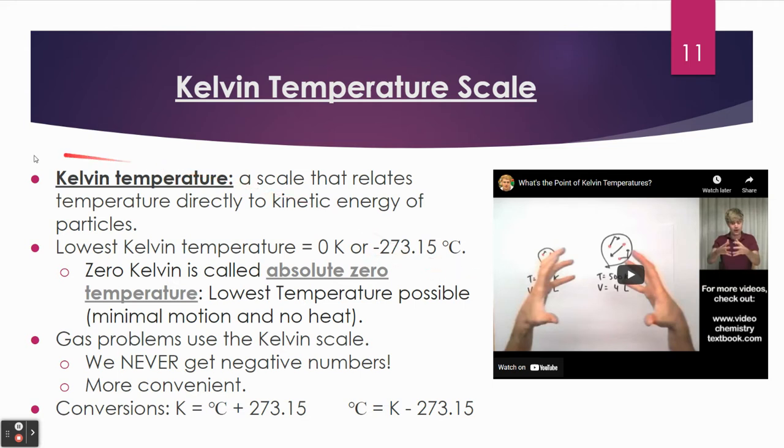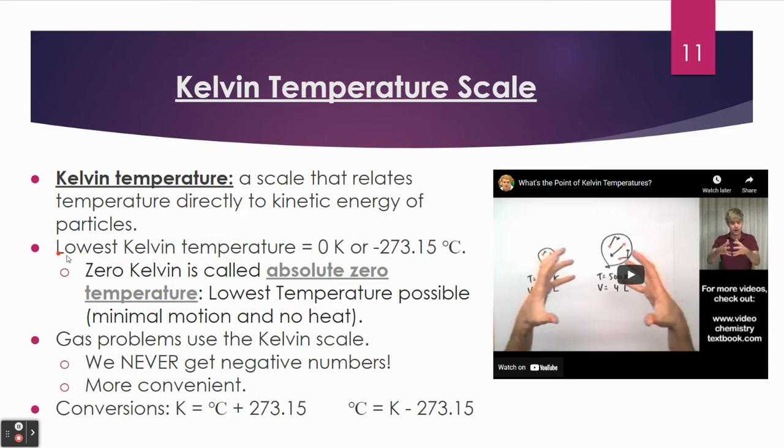We use what's called the Kelvin temperature scale. And the Kelvin temperature scale is a scale that will relate the temperature directly to the kinetic energy of the particles. The degrees Celsius scale doesn't necessarily relate to the amount of kinetic energy in your particles. It does, but not directly. It's more of a relative scale.